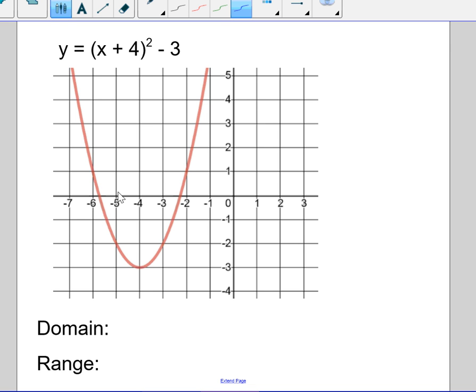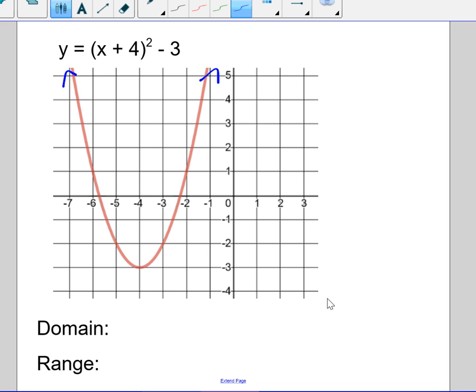And since this is a parabola, it's going on all the way to the left forever and all the way to the right forever, which means that our domain is actually, all those x values are going all the way to negative infinity and all the way to positive infinity, no matter where our parabola is located, no matter what the vertex is, no matter what we do to it.